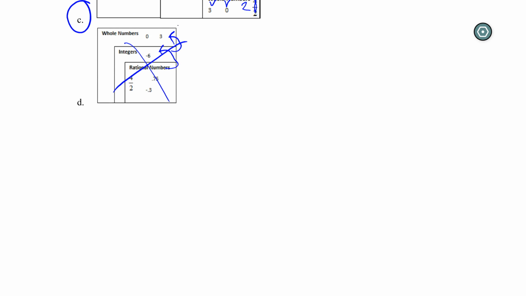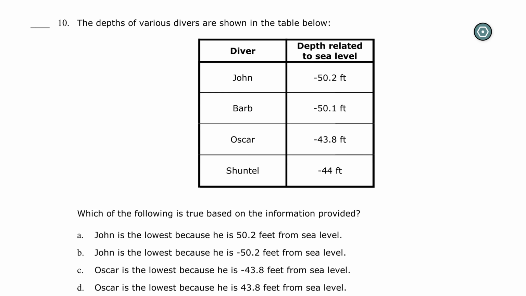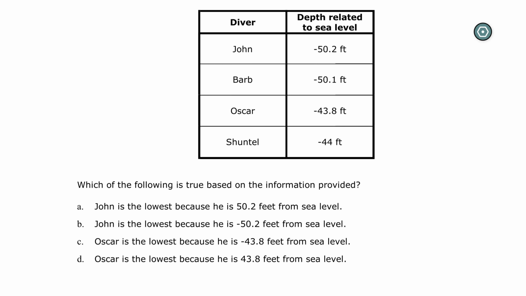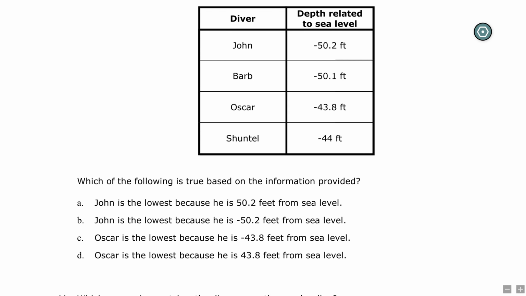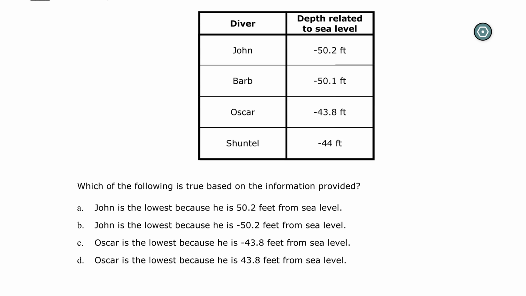All right, looking at number 10. Number 10 says, the depths of various divers are shown in the table below. And so which of the following is true based on the information provided? So we've read through the different divers, John, Barb, Oscar, Chantel, and their depths. And so reading through the answer choices, it's wanting to know who is the lowest and why. And so the easiest way to tell who is the lowest would be to put these on a number line. So quickly I'm going to just sketch a number line here and put them on the number line in order.